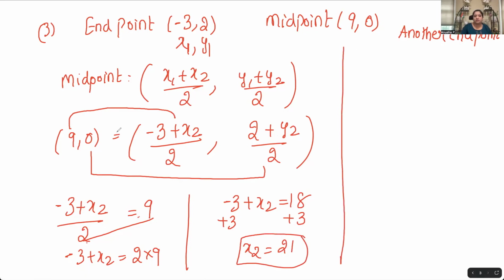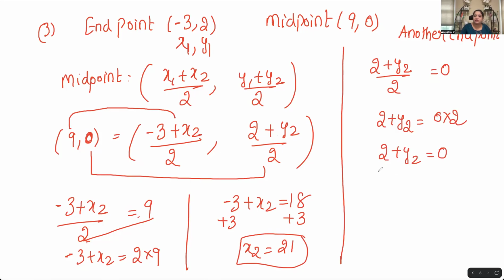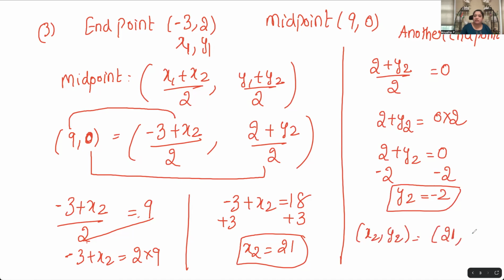Now we have to solve for y. The y value here is 0. 2 plus y2 over 2 equal to 0. When you cross multiply, 2 plus y2 equal to 0 times 2, which is 0. Subtract 2 on both sides, so y2 equal to minus 2. So the point x2 comma y2 will be 21 comma minus 2.